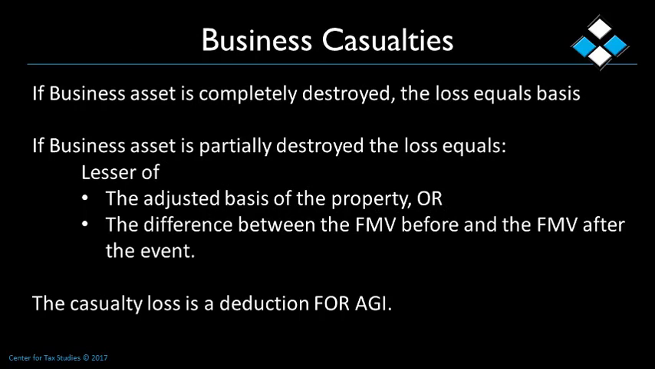So, for a business casualty, if the business asset is completely destroyed, the loss equals basis. However, if the business asset is only partially destroyed, the loss equals the lesser of either the adjusted basis of the property or the difference between the fair market value before and the fair market value after the event. A business casualty loss is a casualty loss deduction for AGI. So let's go through a series of examples that will culminate in an ultimate example at the very end.